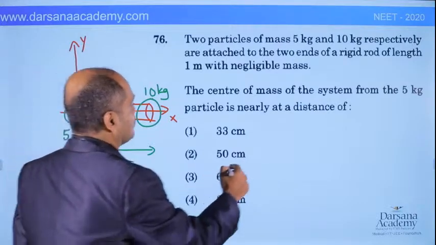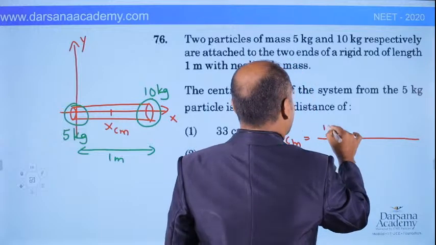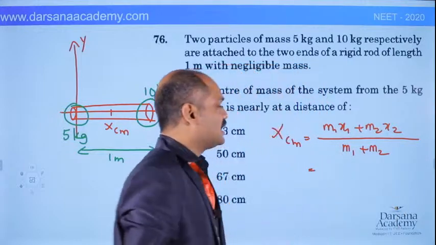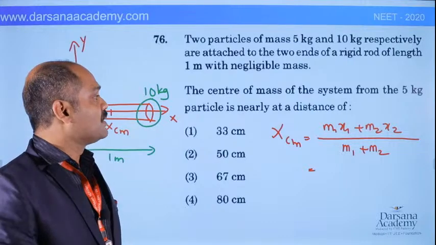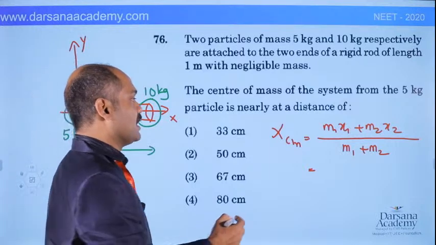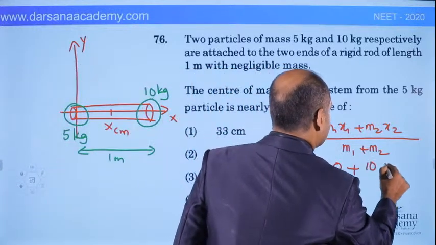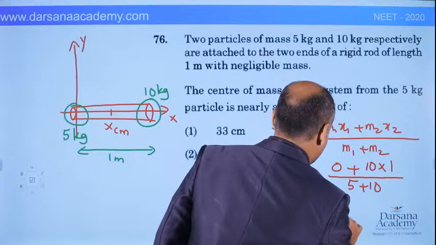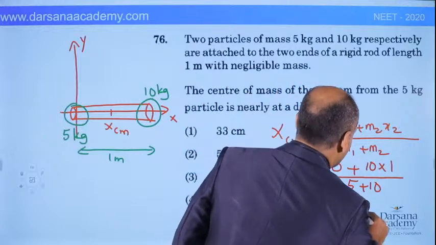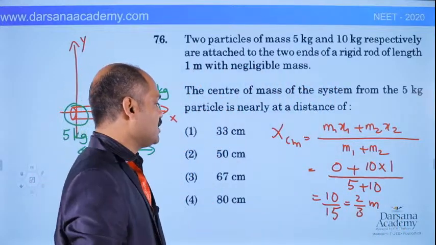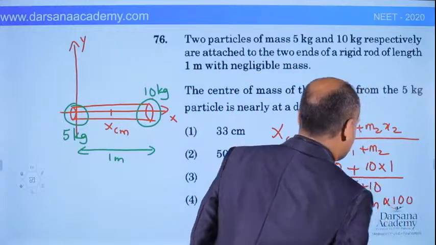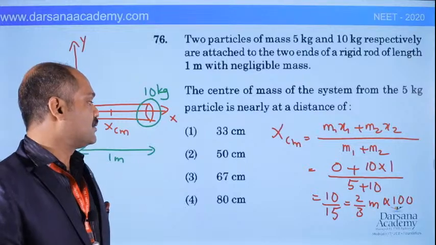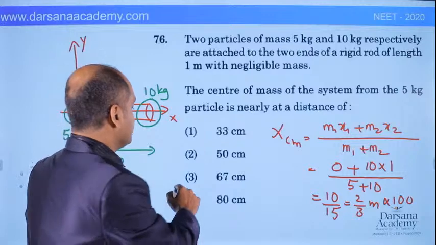The formula for xcm is m1 x1 plus m2 x2 divided by m1 plus m2. Here m1 is 5 kilogram and m2 is 10 kilogram. Since the 5 kilogram is at the origin, x1 is 0, and m2 is 10 kilogram with x2 equal to 1, divided by the total mass 5 plus 10. So it is 10 divided by 15, which is 2 by 3 meter. Converting into centimeter, multiply by 100, so it is 200 divided by 3, which is 66.66 recurring, approximately 67 centimeters. So option 3 is your answer.